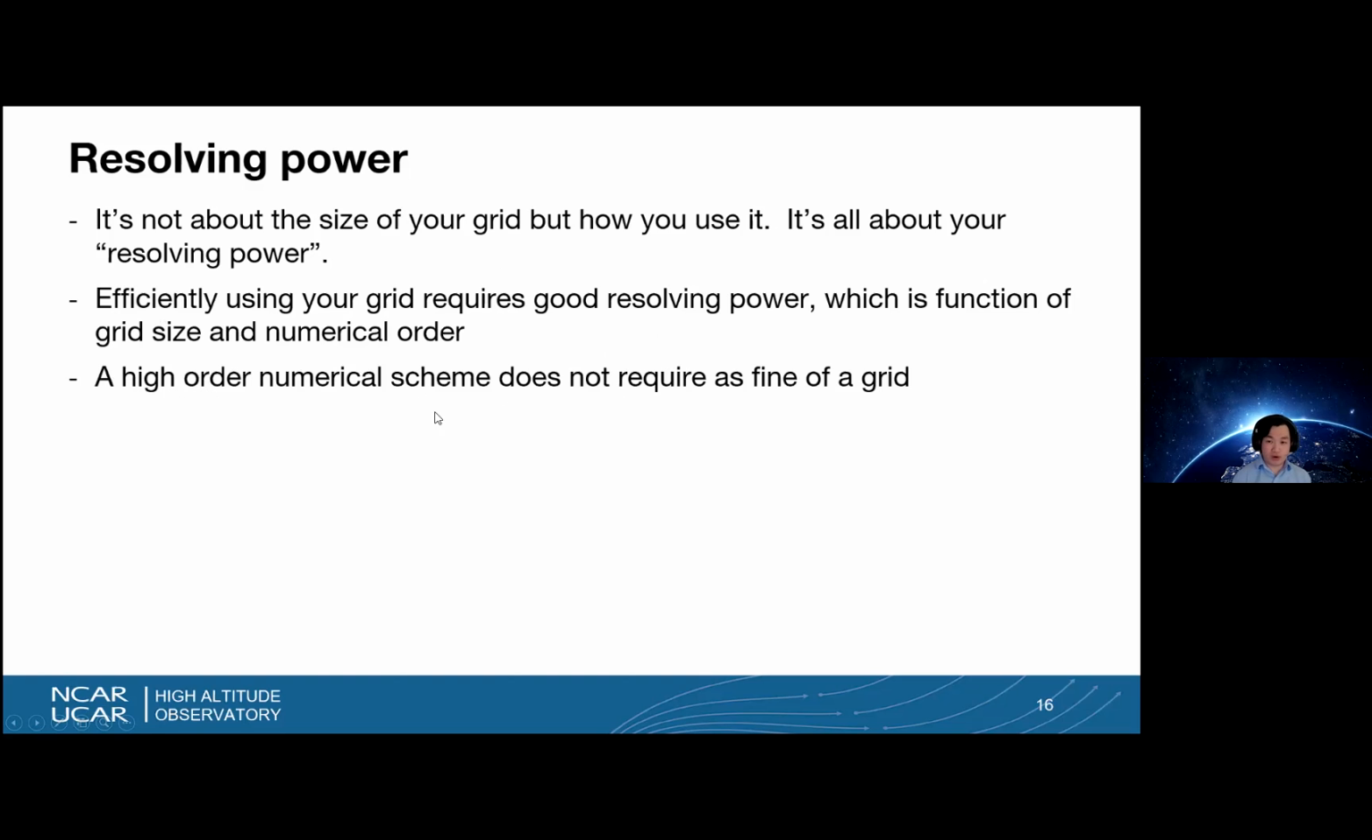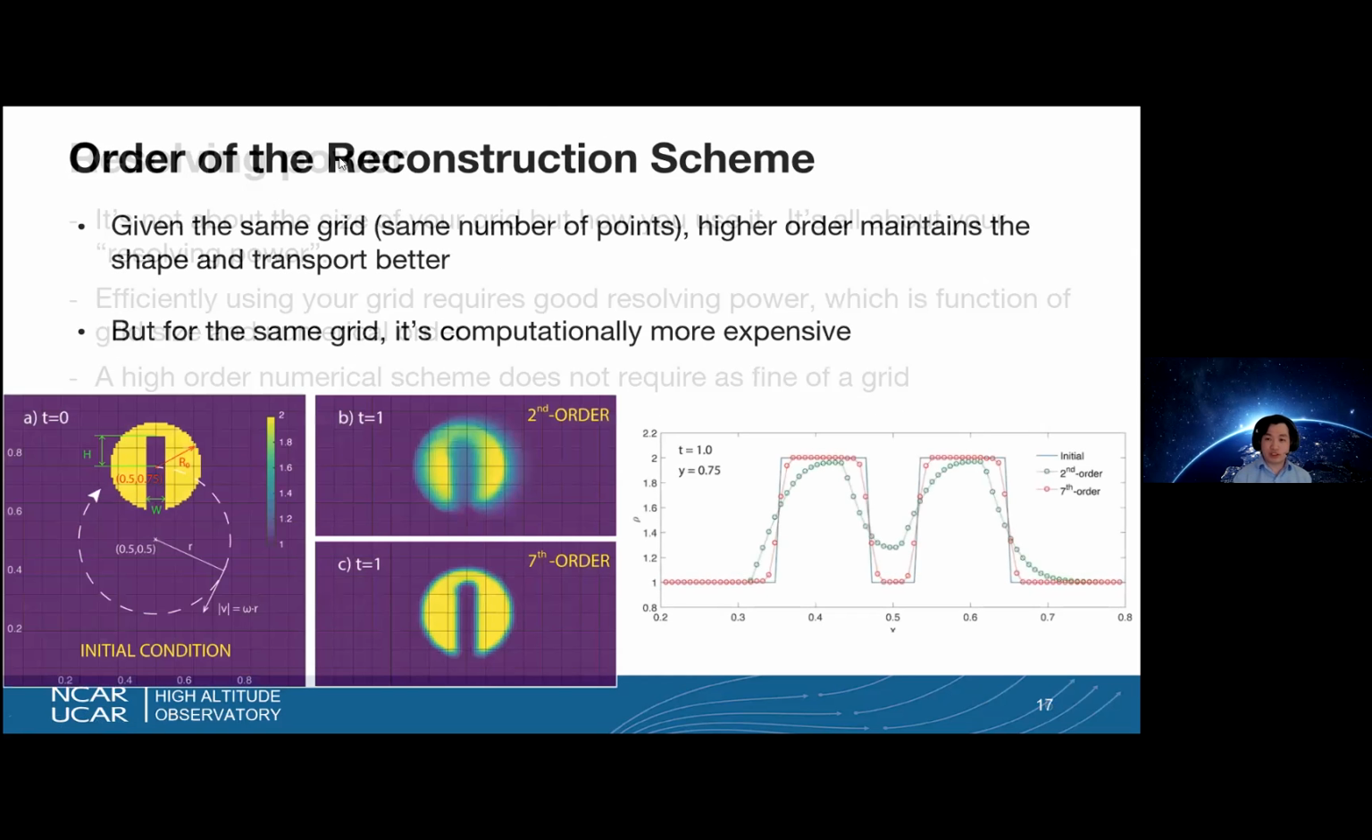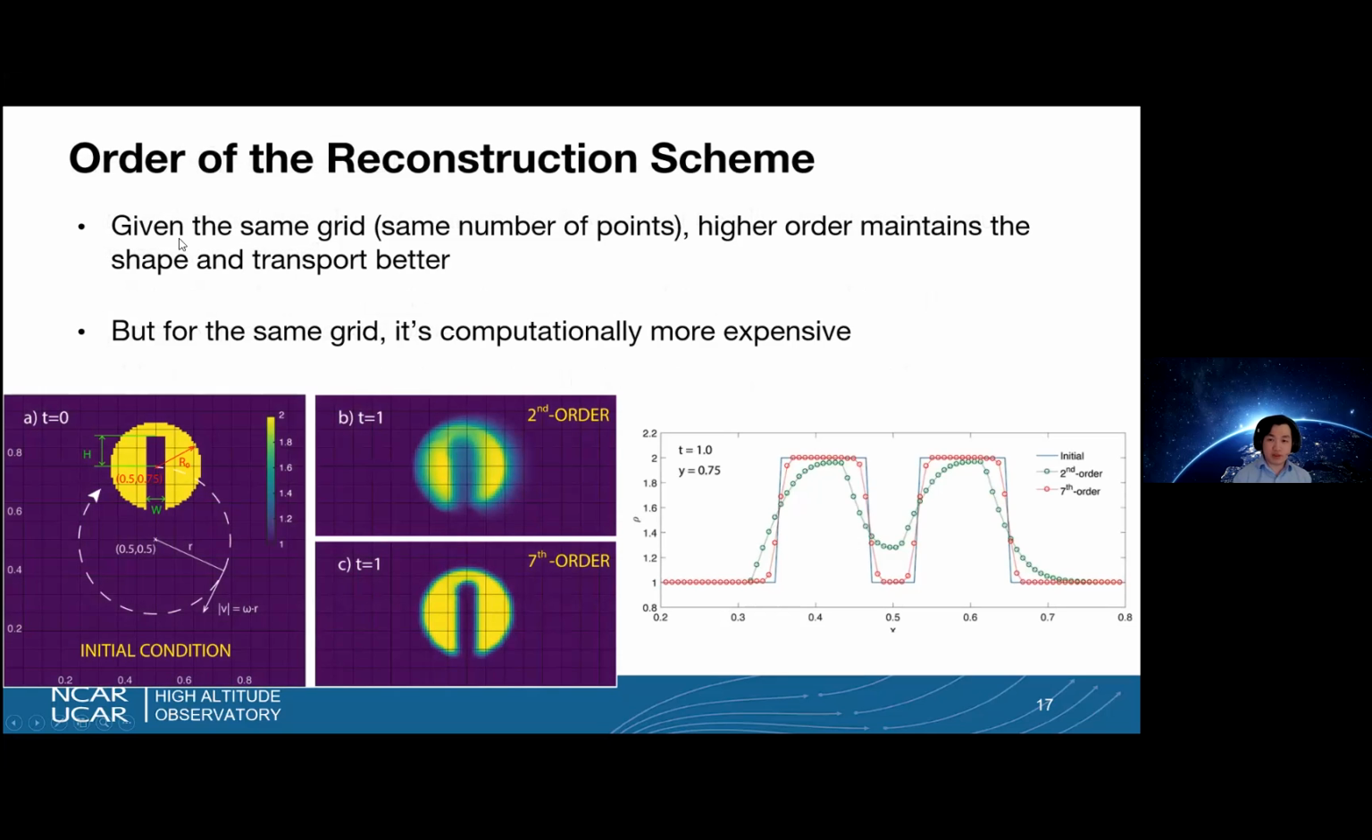If you have a low order numerical scheme, you'll need a much finer grid, but there should be some advantage to using one or the other. So I'll discuss a little bit about that: the order of your reconstruction scheme and advection scheme. If you're given the same grid, so the same number of points, higher order maintains the shape and transport better. So this left plot here is your initial condition.